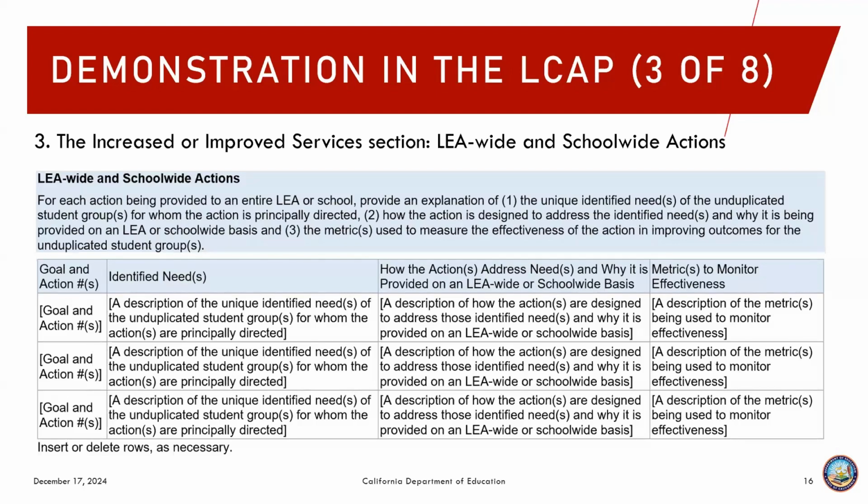Within that particular column, that's where LEAs are calling out the particular metrics that are being used, that are showing up within the measuring and reporting results section, and are making that tie between how these LEA-wide and school-wide actions are being effective in improving outcomes for the unduplicated students.